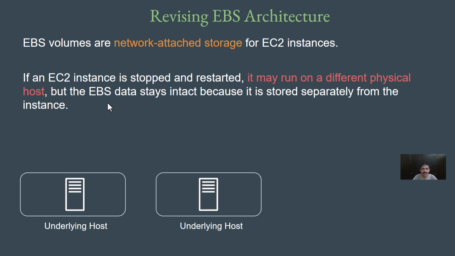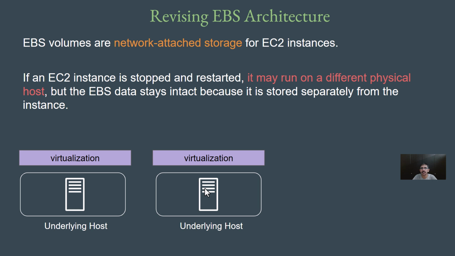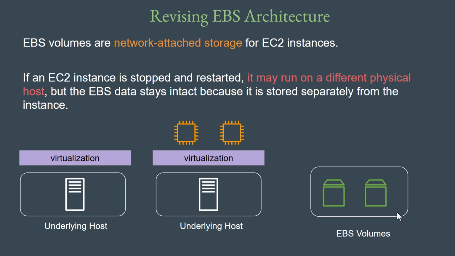So let's consider that underlying the AWS data center, there are two physical servers available. And on top of the physical servers, you have the virtualization layer. Now, whatever EC2 instances you create, ultimately they are like virtual machines, running on the underlying host. When we discuss EBS volumes, they are separate. They are not part of the underlying server. Since they are separate, they are attached to the specific EC2 instance through the network over here.